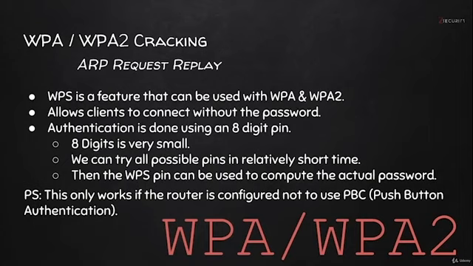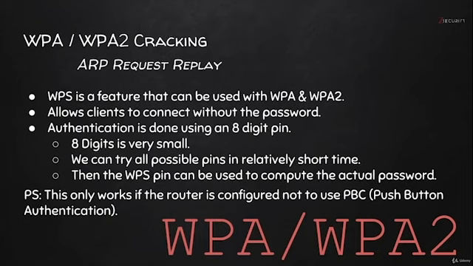So this actually gives us a relatively small list of possible passwords, and we can try all of these possible passwords within a relatively short time. Once we get this PIN, it can be used to recover the actual WPA or WPA2 key. So as you can see, with this method, we are not exploiting WPA or WPA2. We are actually exploiting a feature that can be enabled on these encryptions.